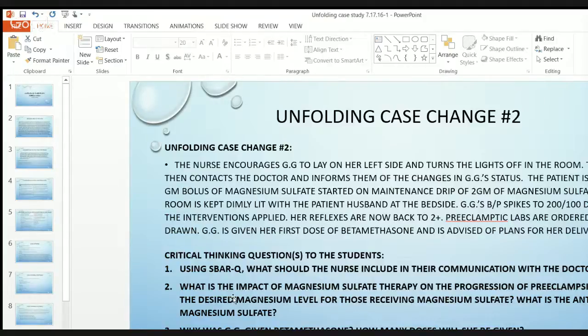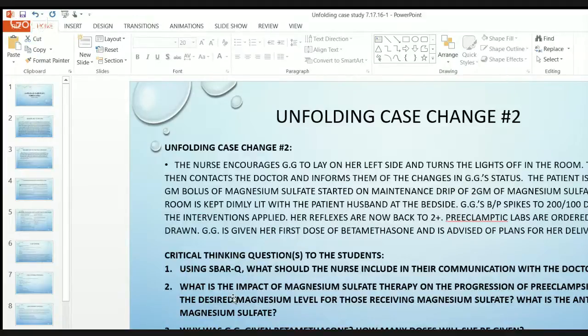When we look at the impact again of the magnesium sulfate with the progression of the preeclampsia, again, we're hoping to keep it from progressing to the eclampsia, where she would have seizure activity. And then we look at the desired magnesium level. A lot of times resources will say 4 to 7, which is actually outside of the normal magnesium range. So a lot of times laboratories will call nurses to let them know that it's the elevated level, but nurses are aware that it's within normal range for magnesium sulfate therapy, especially for something like management of high blood pressures.